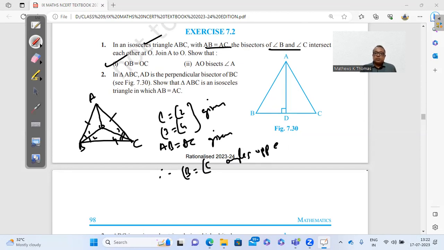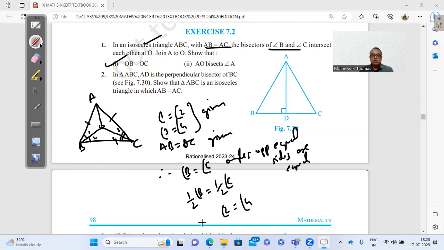Angles opposite equal sides are equal. This is the theorem: if two sides are equal, then the angles opposite to them will be equal. So angle B equals angle C. Now we did Euclid's axiom: if two things are equal, their halves will also be equal. So half of B equals half of C. And instead of half angle B, I can write angle 2, and instead of half angle C, I can write angle 4, because they are bisectors. If I halve this full angle, I get one portion of that, so I can replace it with 2. And this half angle C, I can replace with 4. So 2 equals 4.